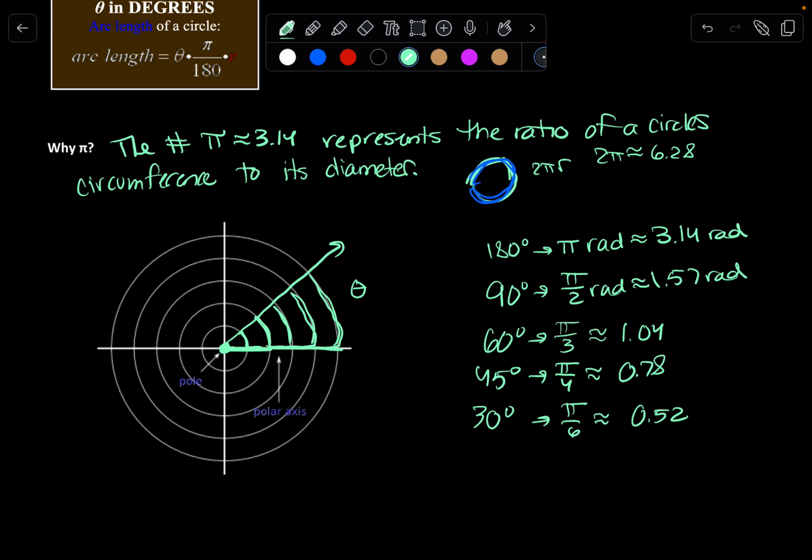Whenever the radius is equal to the arc length, it is going to be 1 radian. And that is actually about 57.3 degrees. And that's the same for any circle. So that's translating 1 radian from radian to degrees. It is 57.3 degrees.